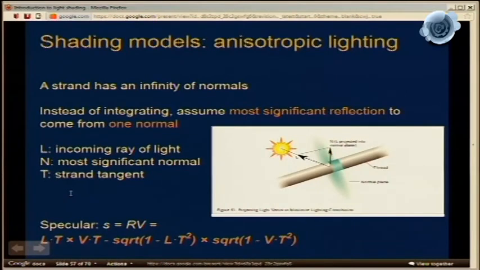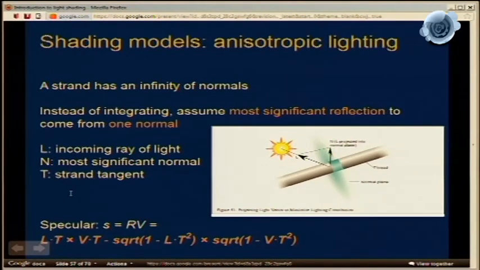So what do we have? We have the light, the direction of light. We have n, the most significant normal, and we have the tangent that is describing the direction of the strand. And if we apply the Phong model, it is going to say that the specular is R times V. I'm not detailing it, but this paper shows that you can write it in terms of l, n and t, and you have these equations.